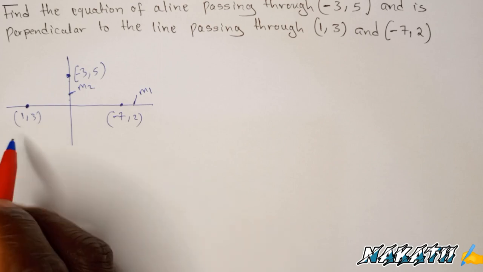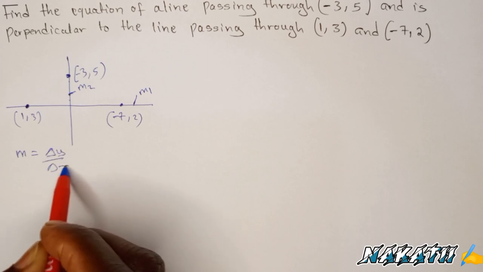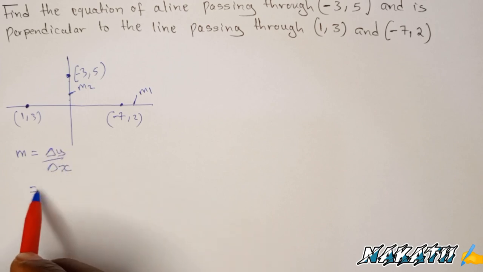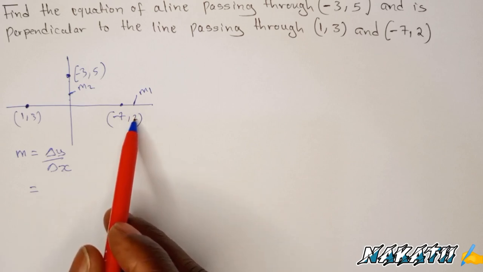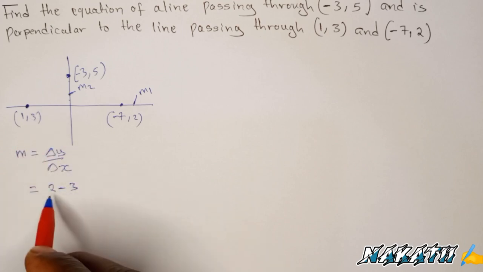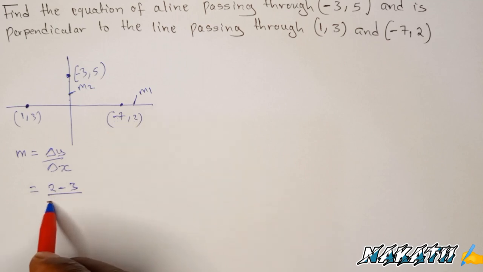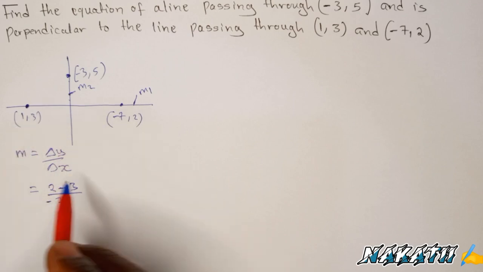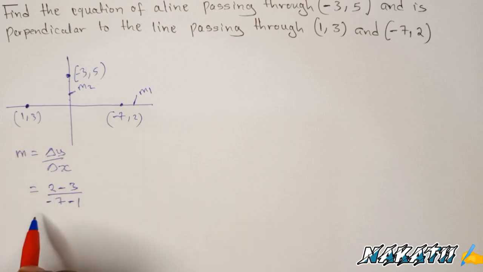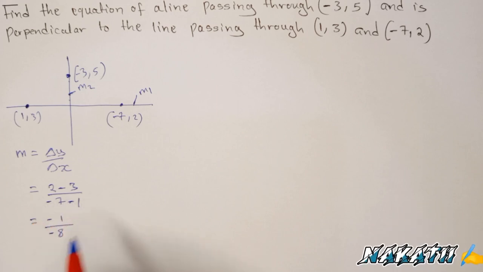So we're going to say gradient is change in y over change in x. In our case here, you can start with the y coordinate this side, which is 2, then minus the y coordinate this side, which is 3, divided by the x this side, which is negative 7, minus the x coordinate the other side, which is 1. This will give you negative 1 in the numerator, divided by negative 8. Negative 7 minus 1 is negative 8. So finally your gradient will be 1 over 8.